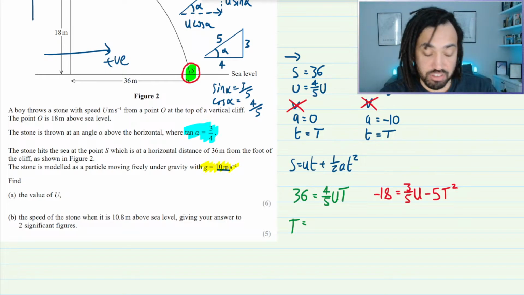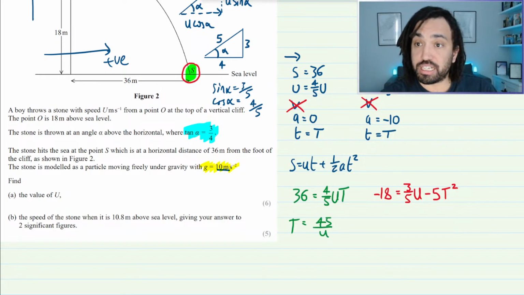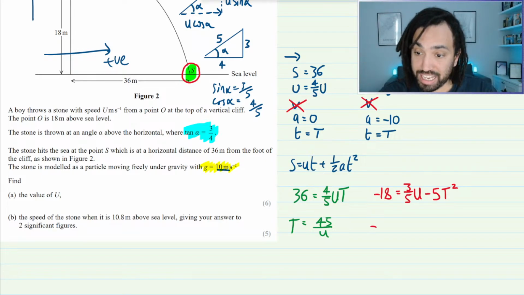Rearranging for T gives me 45 over U. Right, I'm going to try and speed this up because I know it's getting late, guys, and you need to get on. And this is going to then go into the red equation.